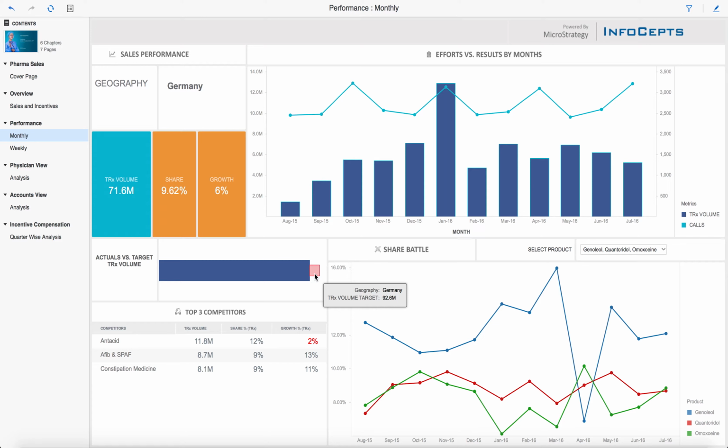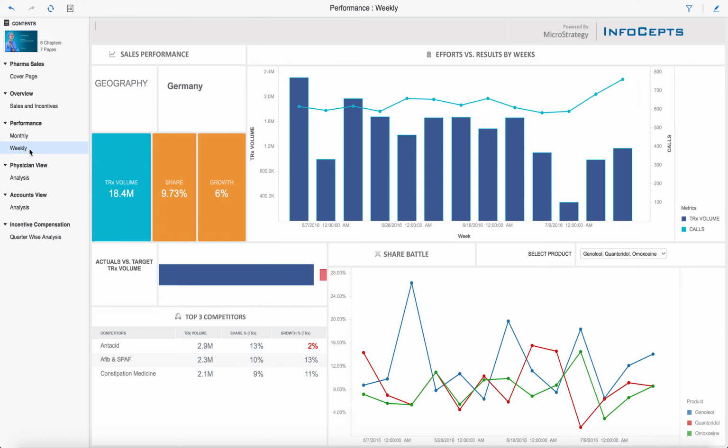Different visualizations show you data in different ways. Here's another view of actual versus target for this particular geography, and also the top 3 competing products in that geography, again with some of the key metrics about volume, share, and growth. We have share battle information for the different products, where you can very quickly see which products are leading the market in this particular geography.